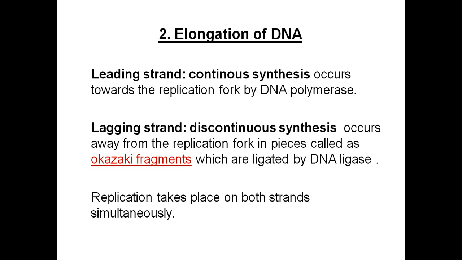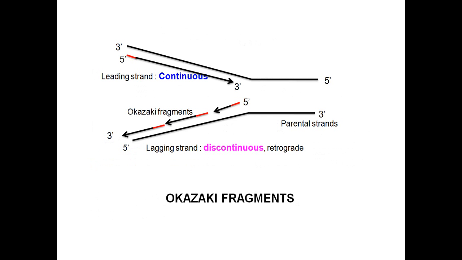This replication takes place on both strands simultaneously. Remember, the replication takes place on both strands of DNA simultaneously, meaning the replication on the leading strand and the replication on the lagging strand take place simultaneously. Now see, this is a parent DNA strand. Both of these strands are parent DNA strands. So this is a replication fork where the DNA is unwound.